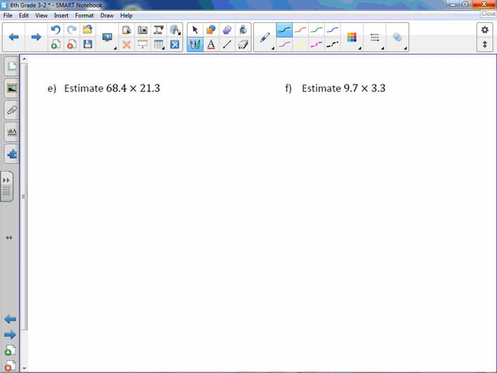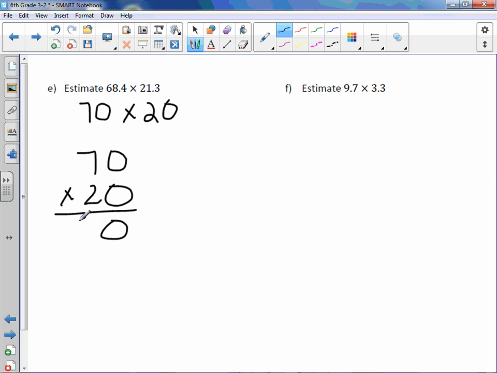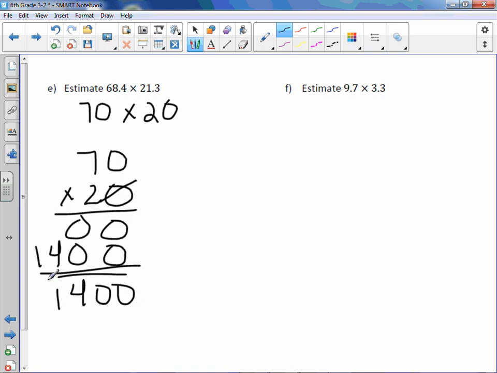Letter E, estimate 68.4 times 21.3. 68.4 is closest to 70, times 21.3 is closest to 20. So we have 70 times 20. 0, 0, add a placeholder. 0 and 14. So 1,400 is our estimated product.